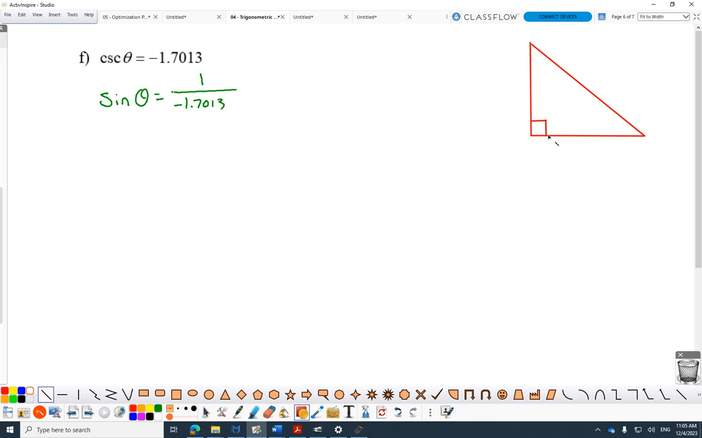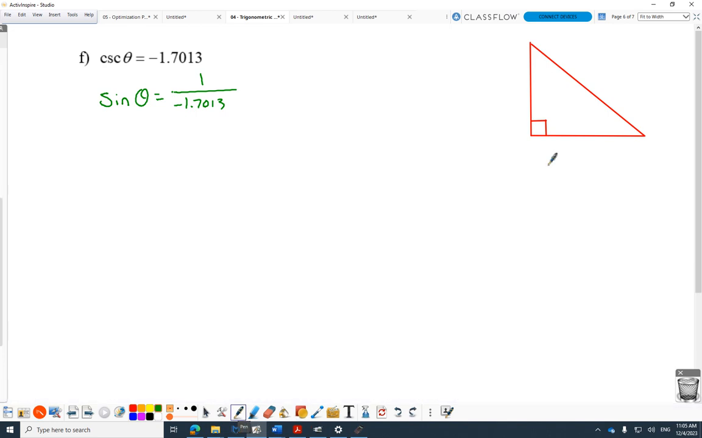And to find that theta, I go theta is the sine inverse of 1 over 1.7013. Now, in your own words, not in my words, why am I allowed to ignore the negative here? I'm going to fix that. I'm going to take care of that with my quadrant choices. My calculator can handle this no problem.